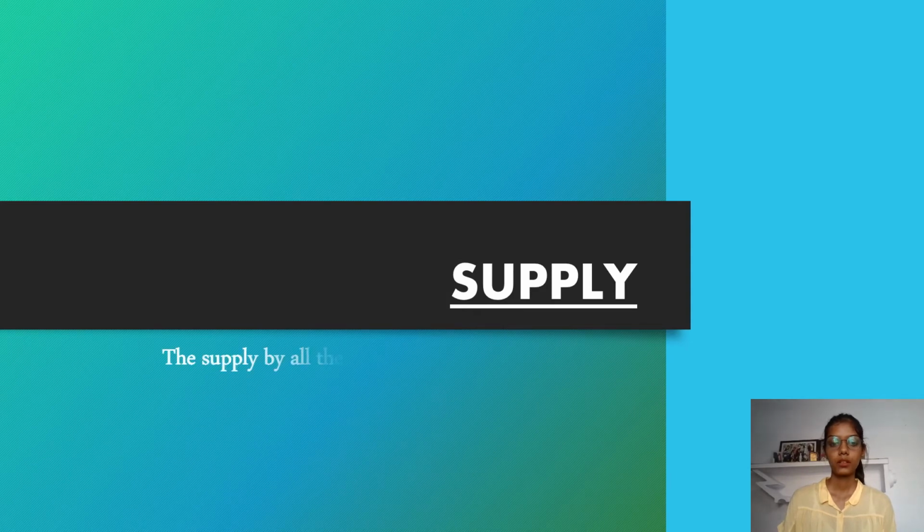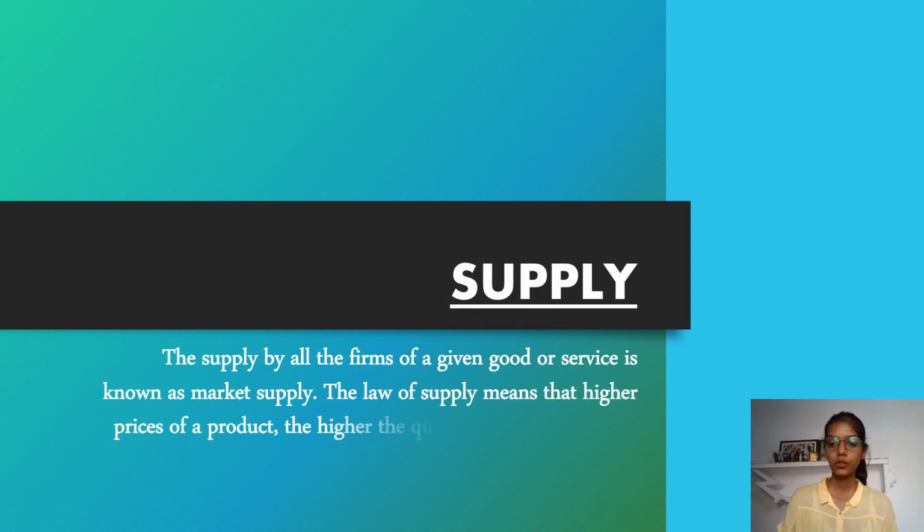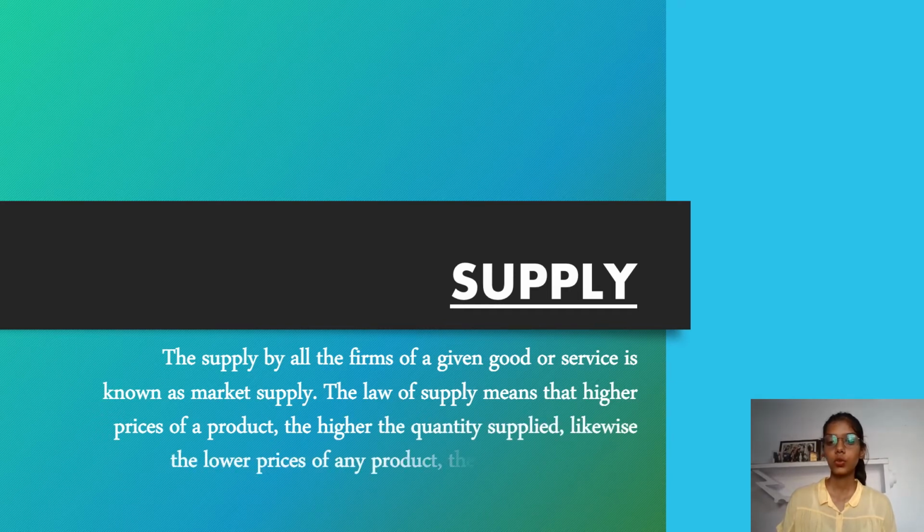Supply is when all the firms supply the given goods and services to customers. It is called the market supply. The law of market supply means the higher the price of a product, the higher the quantity supplied. Likewise, the lower the price of any product, the lower the quantity supplied.